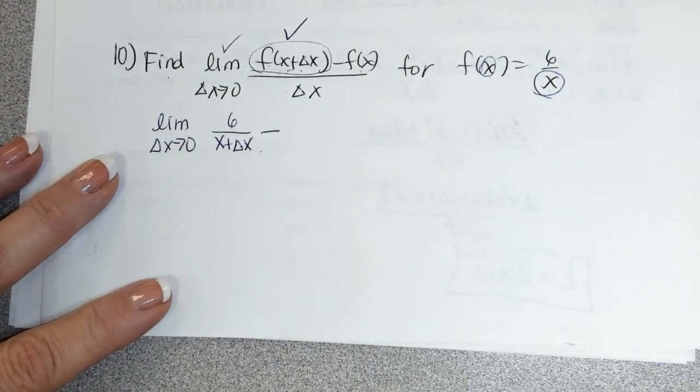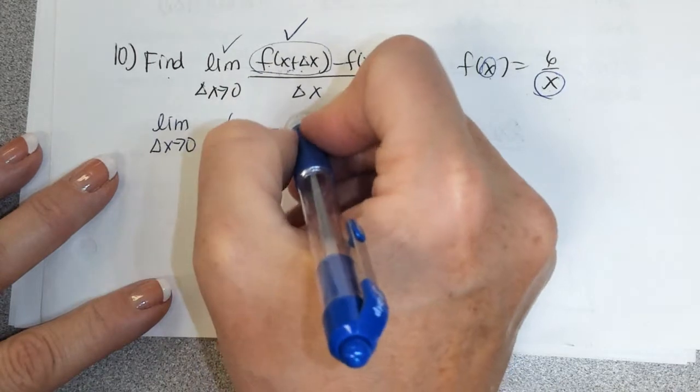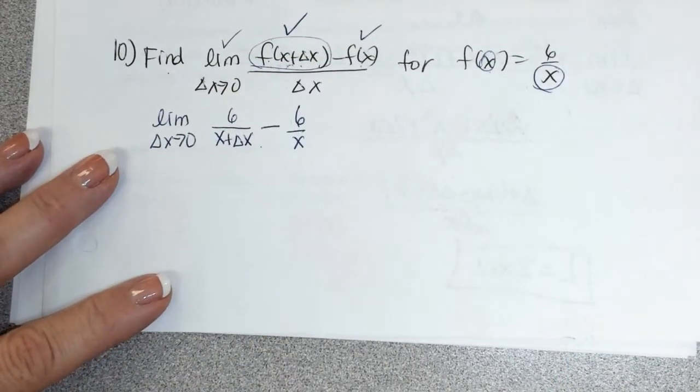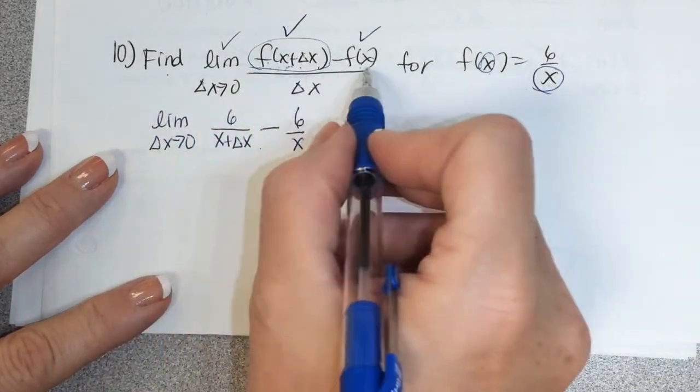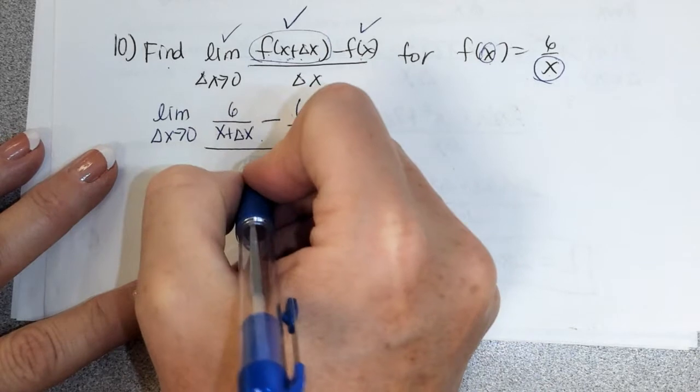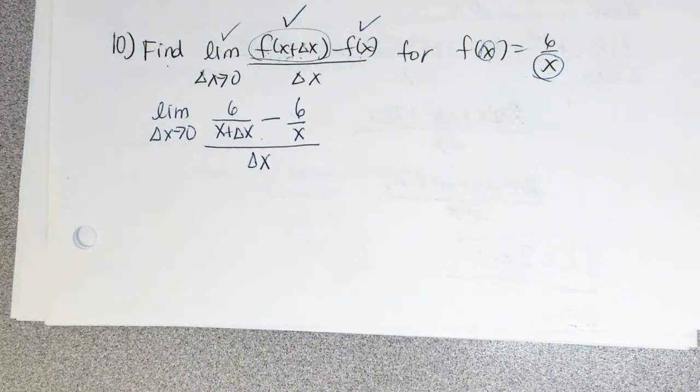What is f of x? 6 over x. So write that down. So now I did this. Now I have to put this bar. And then on the bottom, I'm going to put delta x. That's our setup. Okay?